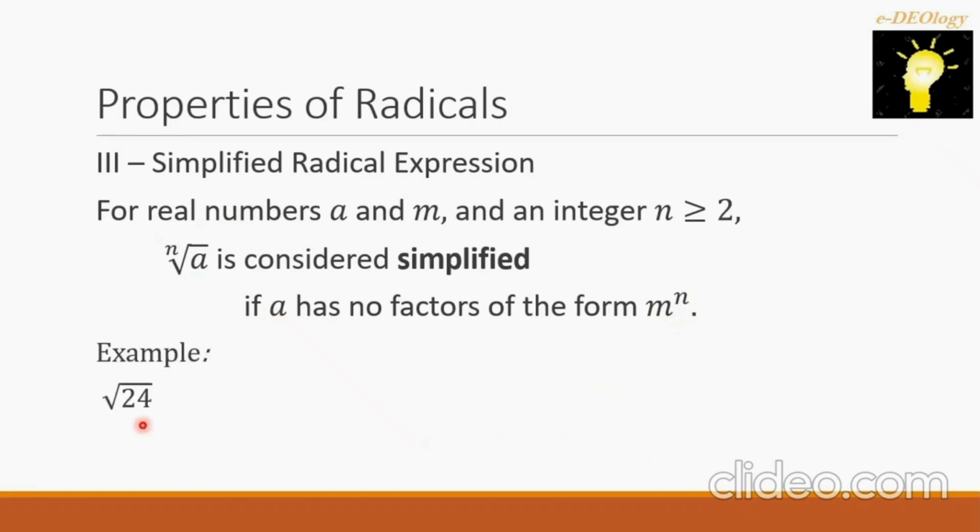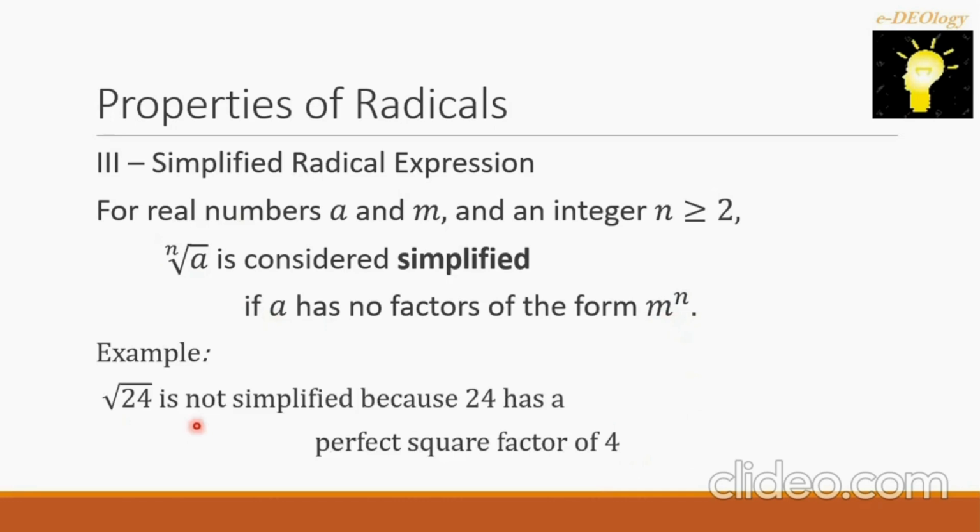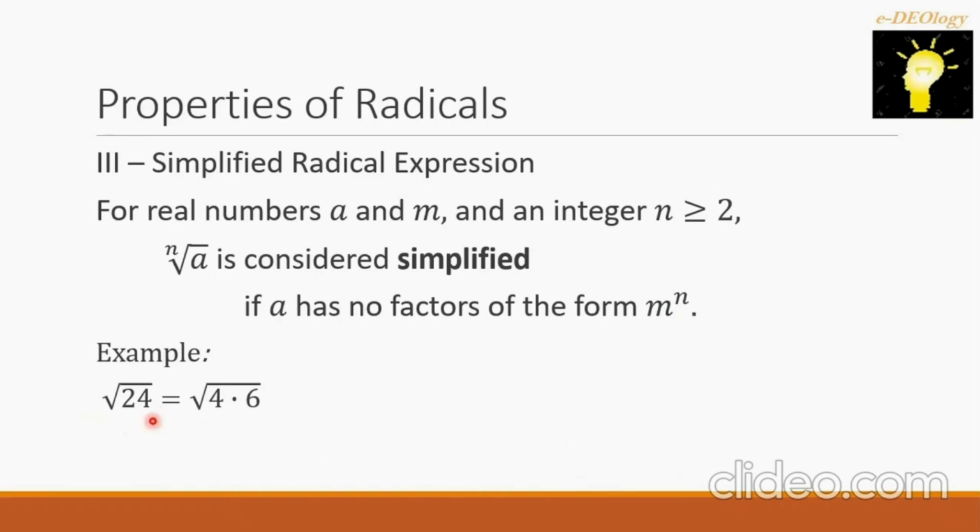Let's have an example. The square root of 24 is not simplified because 24 has a perfect square factor of 4. So we can still simplify this square root of 24 by showing that 24 has factors of 4 and 6. And the 4, we can show that it is equal to 2 squared. And then we can split the radical into these two factors. The square root of 2 squared is separated from the square root of 6, and then we show the multiplication symbol.